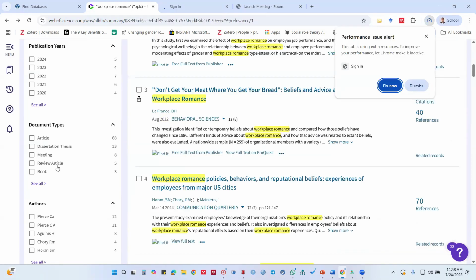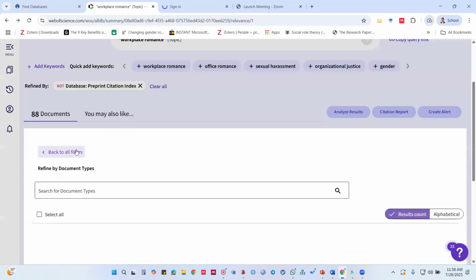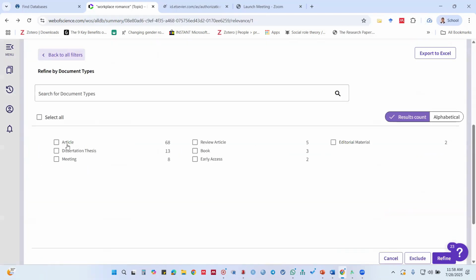Then there are other sources as well. If you want to take specifically articles published in journals, you can click this one and refine it, right? Or if you want to find dissertations, you can check. Or if you want to take all these things, leave it as it is.